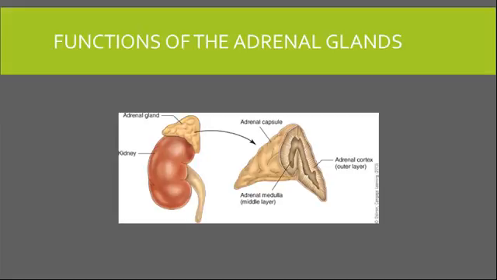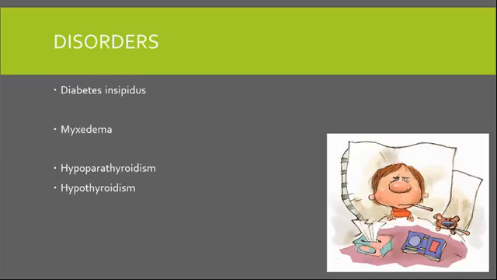We do have several disorders to look over, so let's look at that next. Diabetes insipidus. This is a disorder associated with a deficiency of antidiuretic hormone or the inability of the kidneys to respond to antidiuretic hormone. That's diabetes insipidus. Myxedema. This is a condition that results from hypofunction, so below normal function, of the thyroid gland, and is characterized by dry, waxy swelling of the skin.